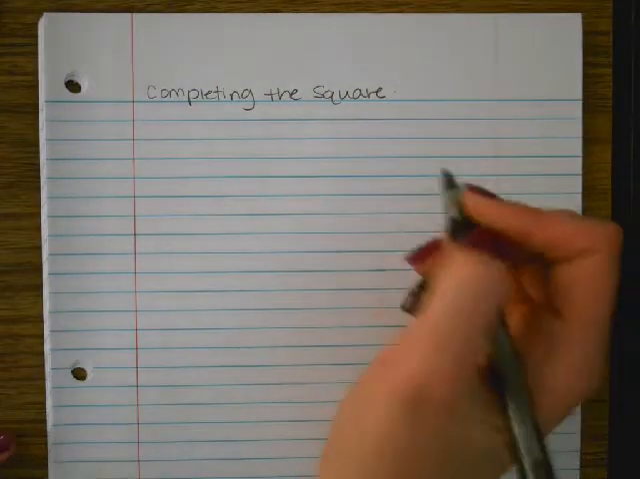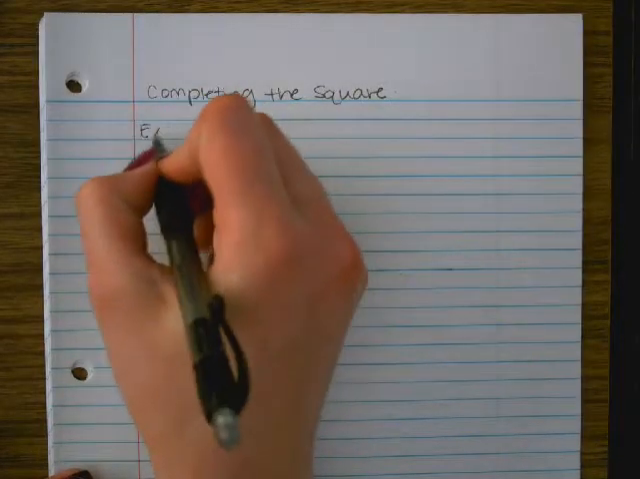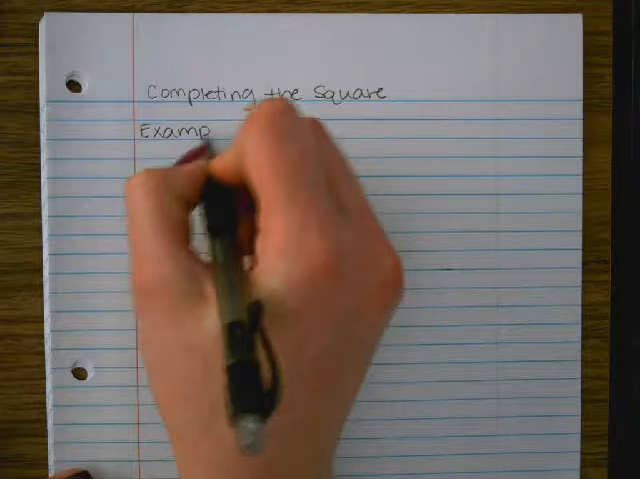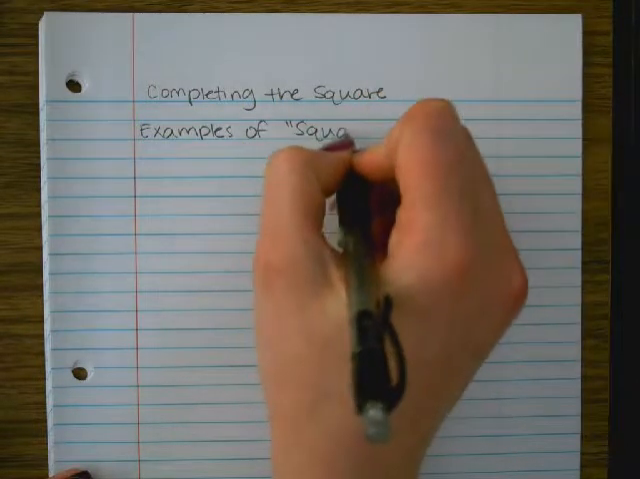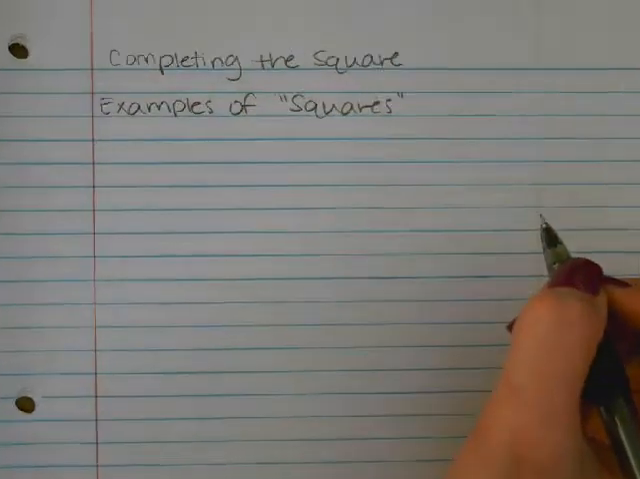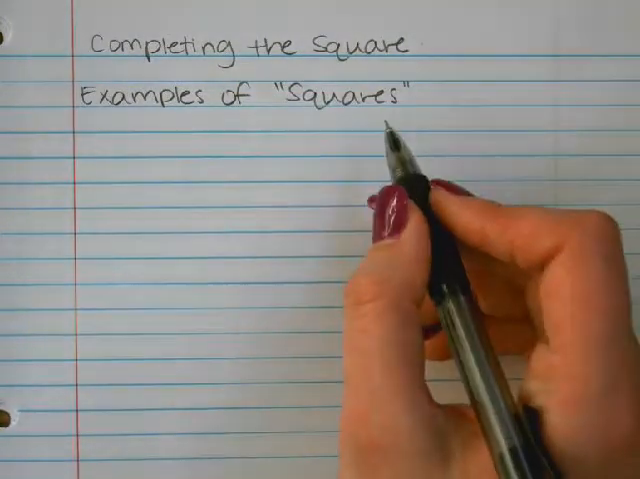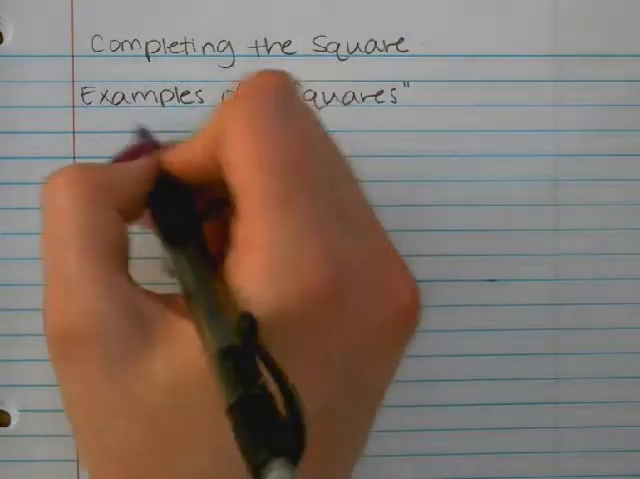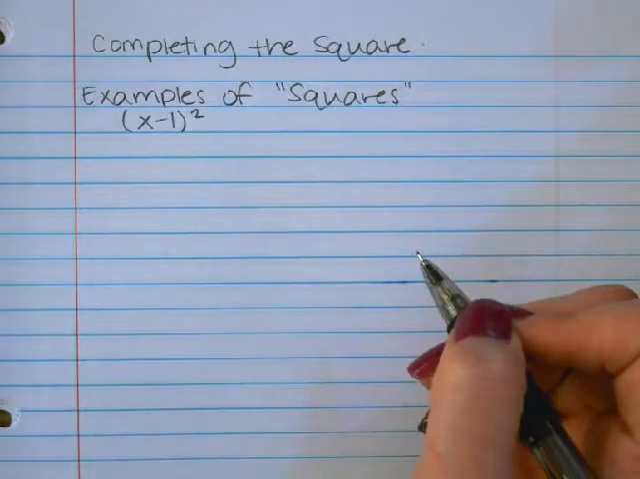When we look at completing the square, I'm going to give you a couple examples of what I mean by square, because I do not mean a four-sided figure. So examples of squares. Those are numbers that are perfect squares: 4, 9, 16. But squares for completing the square, what I mean by this is something like x minus 1 squared. That's my example of a square. So it's something squared.